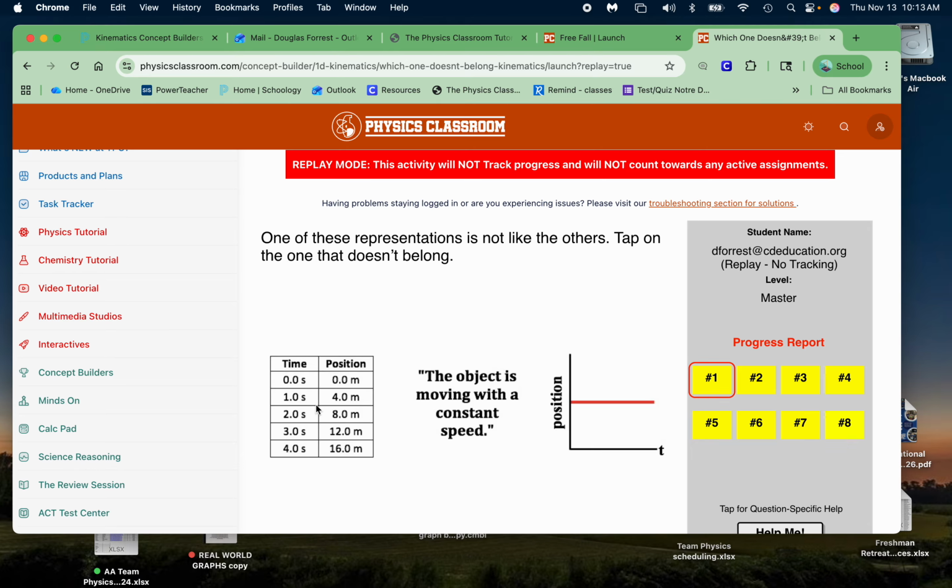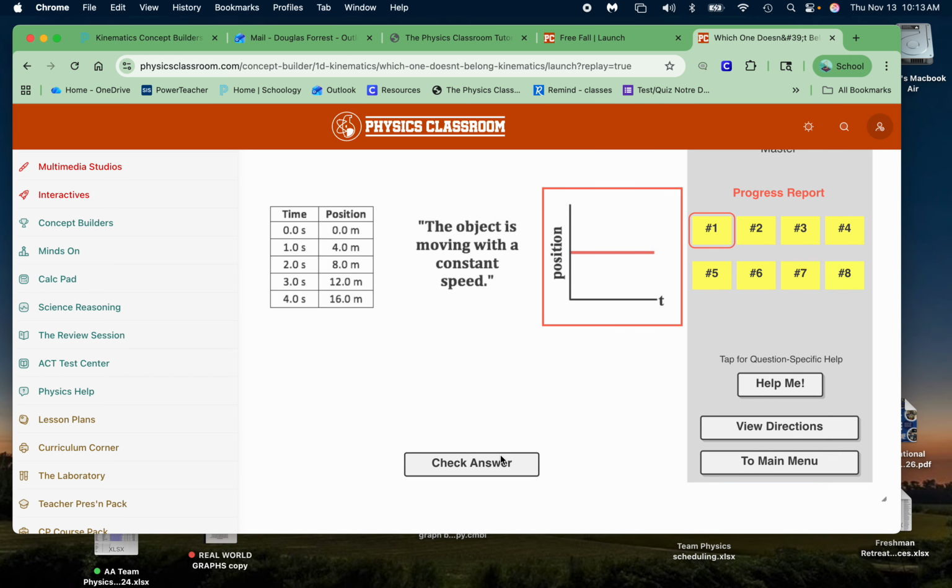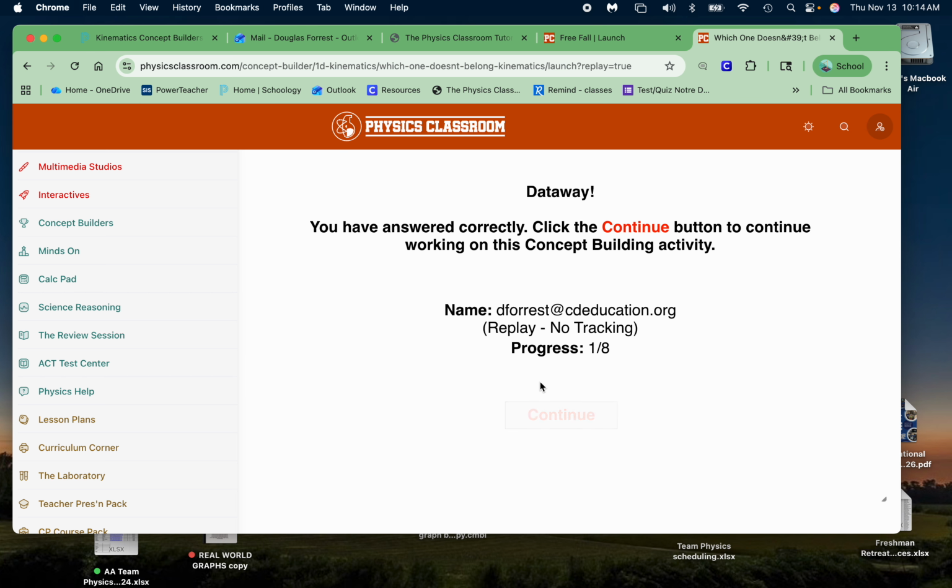So this shows as time goes along, my position's increasing at a constant rate. This says the object moves with a constant speed. This has a position-time graph where the position is constant, so this shows the object not moving. This is moving constant speed. This is moving constant speed. So that is the one that doesn't belong. I'm going to select that. I'm going to check my answer. It should say "Dada way."